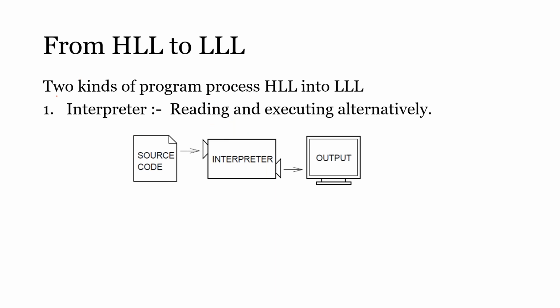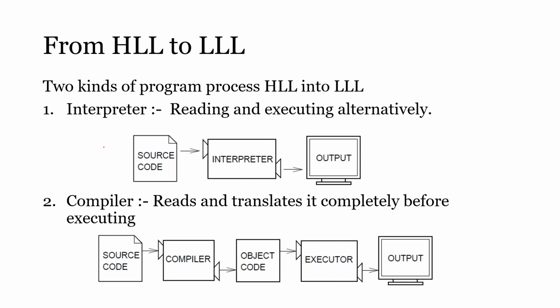There are two kinds of programs which convert your program from high level language to low level language. Those programs are called interpreter, and the second one is called compiler. So the first is interpreter and the second is called compiler. Let's see how this works.